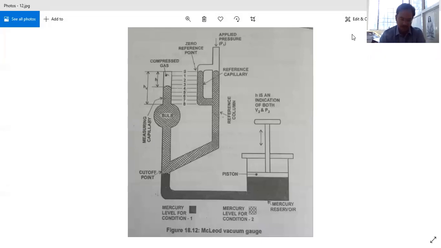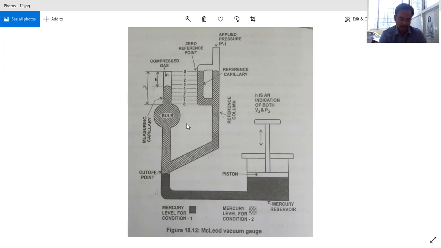Coming to the applications of the McLeod vacuum gauge, it is used to determine the vacuum pressure of an unknown measurand. Now, the advantages: it is independent of gas composition. It serves as a reference standard to calibrate other low pressure gauges. It is a standard instrument, used to calibrate other low pressure gauges.